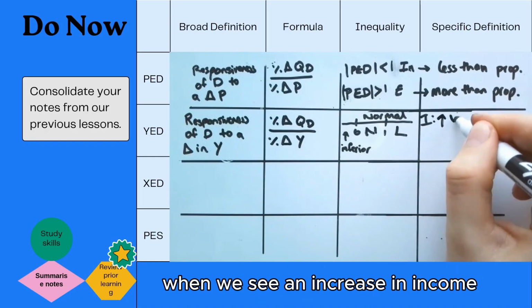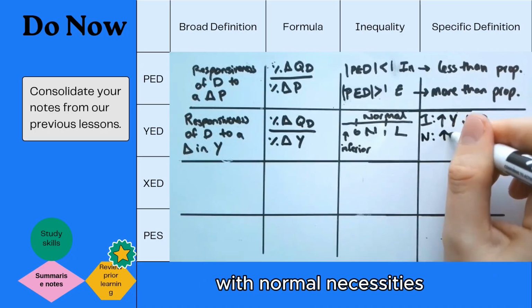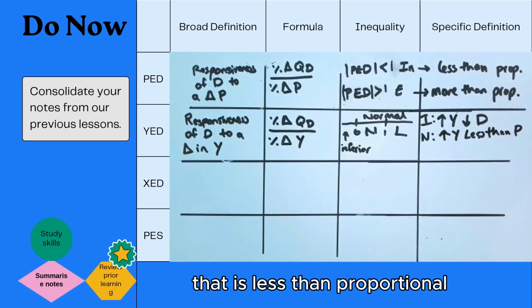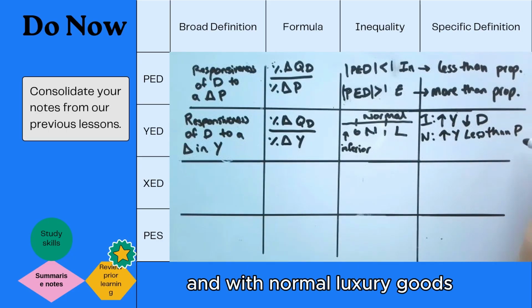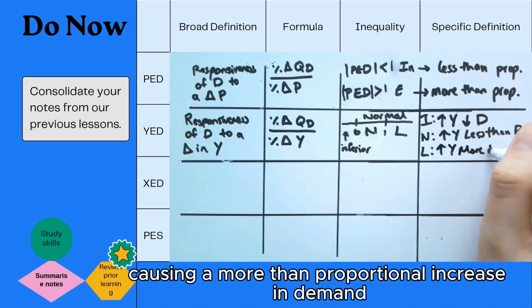When we see an increase in income, we would expect to see a fall in demand for inferior goods. With normal necessities, an increase in income would see an increase in demand that is less than proportional, and with normal luxury goods, we'd expect to see an increase in income causing a more than proportional increase in demand.